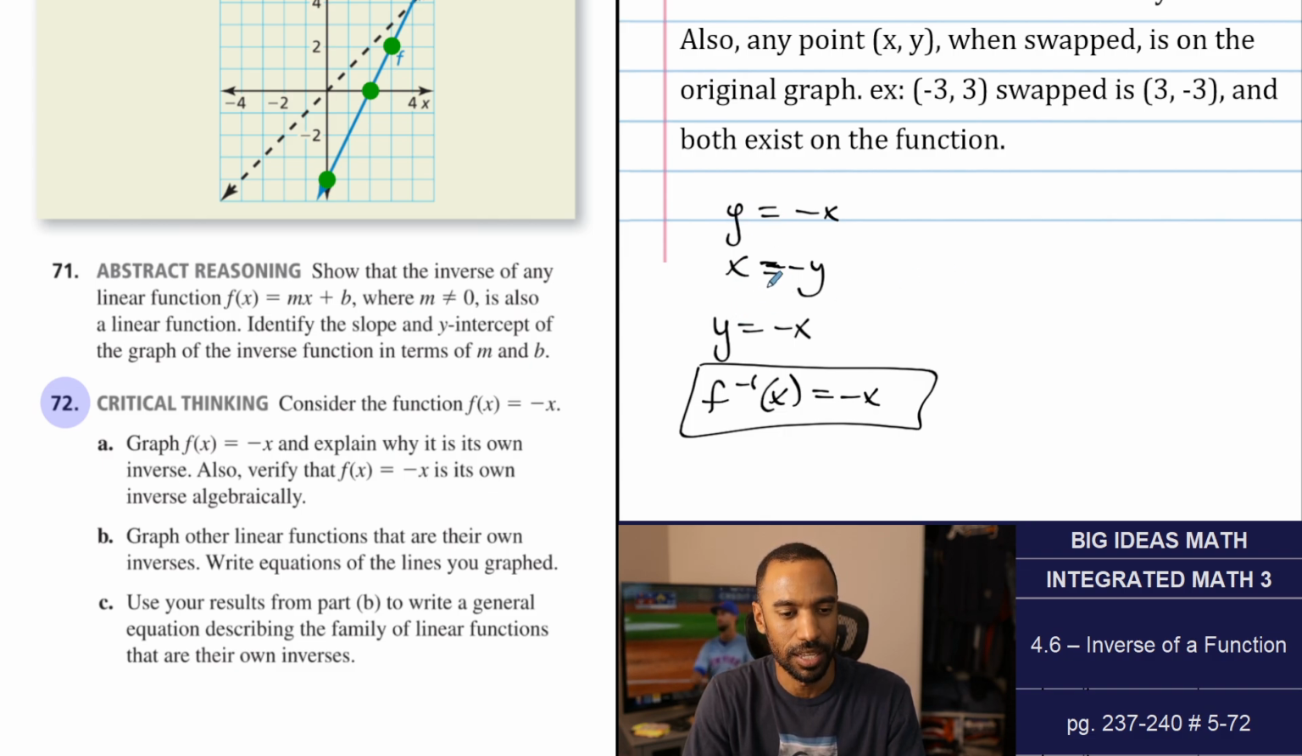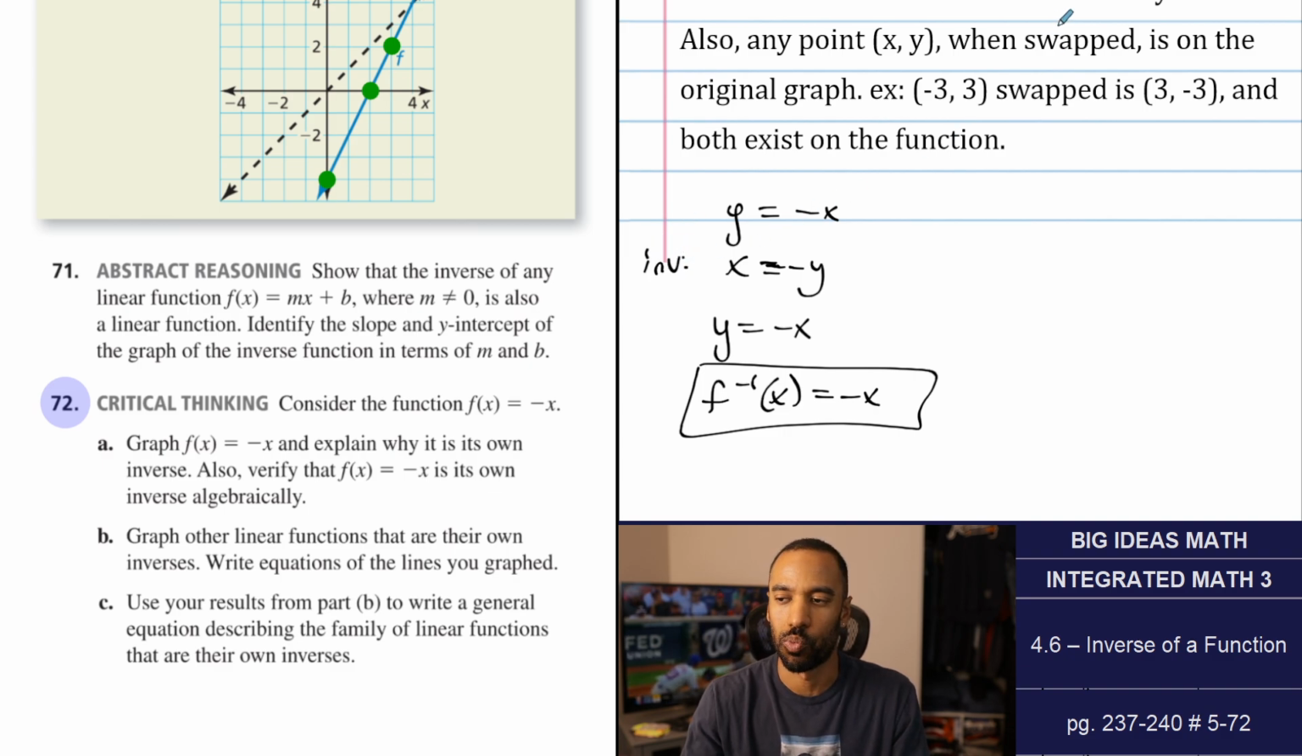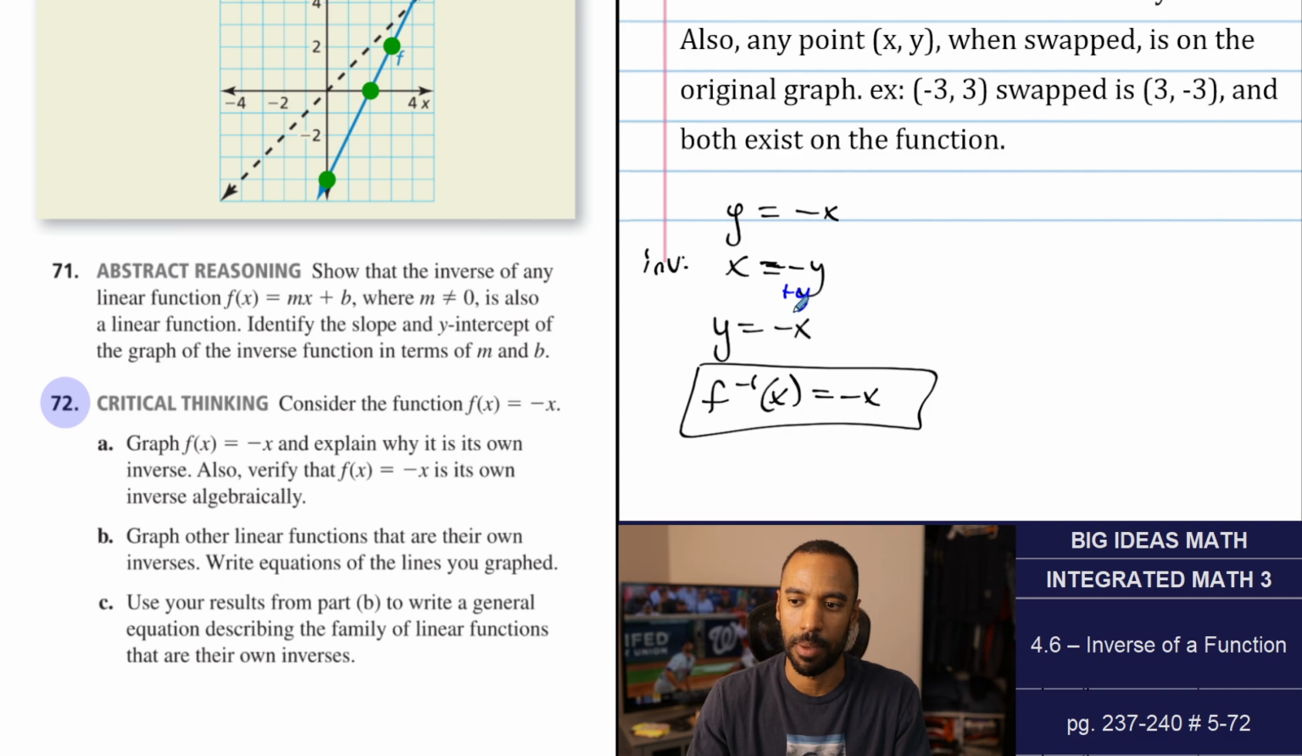I know it looks tricky. You're going, wait, you're just writing the same thing over. No, I swapped here, because I said this last time. I swapped x and y, and now I'm adding y to both sides, and I'm subtracting x from both sides like that. Cancel, cancel.